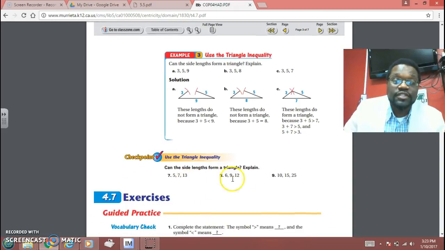So let's look at these down here. 5 plus 7 is 12. Is that bigger than 13? No. So I don't have to add the other ones. This cannot be a triangle. Let's try this one. 6 plus 9 is 15. That's greater than 12, so that's okay. What about 6 and 12? That's 18. That's bigger than 9, so that works. And 9 and 12 make 21. That's bigger than 6. So yes, number 8 here can be a triangle.